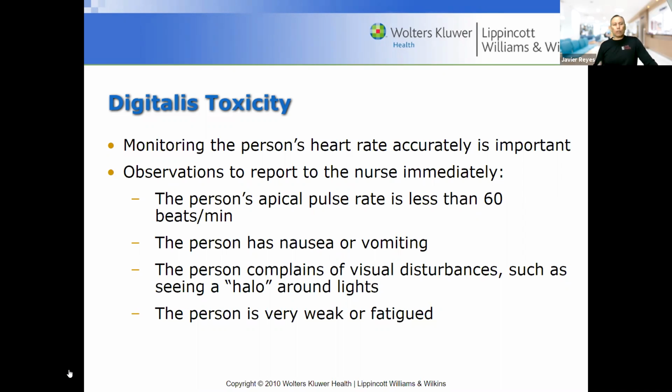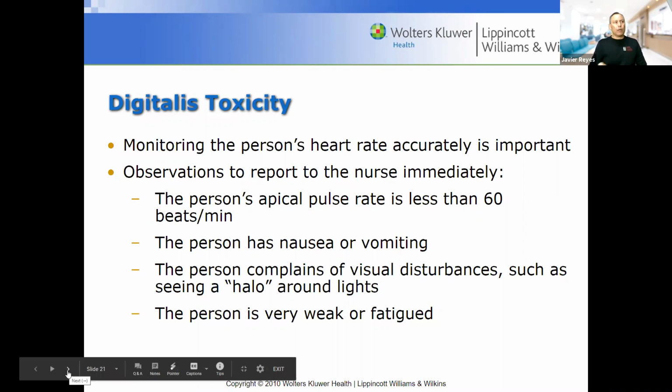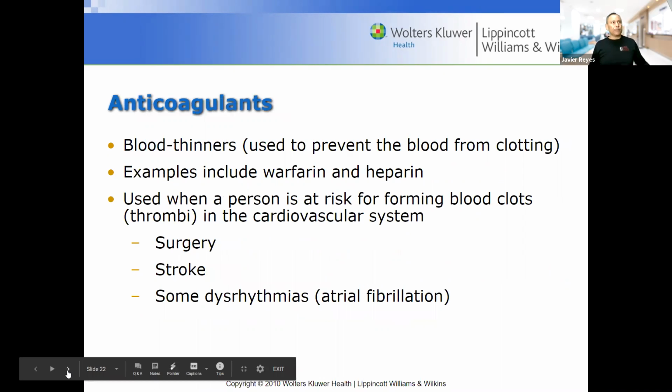Report apical pulse, which is the apical pulse right here, less than 60 beats per minute. Too much digitalis. Nausea, vomiting, any visual disturbances. So if they're seeing things like yellow lights or halos. If you look at a light, and you see a halo around a light, that means you have too much digitalis in the body. Very weak or fatigue, that means that the heart rate is too slow, or bradycardic.